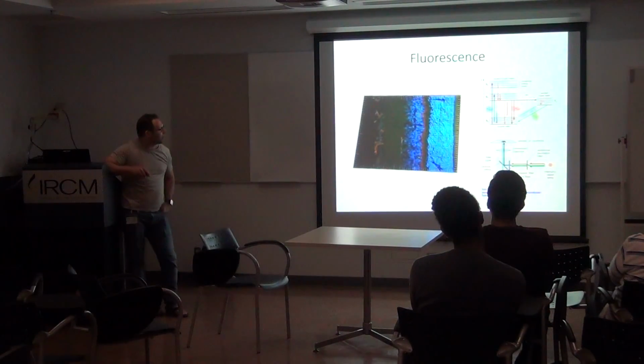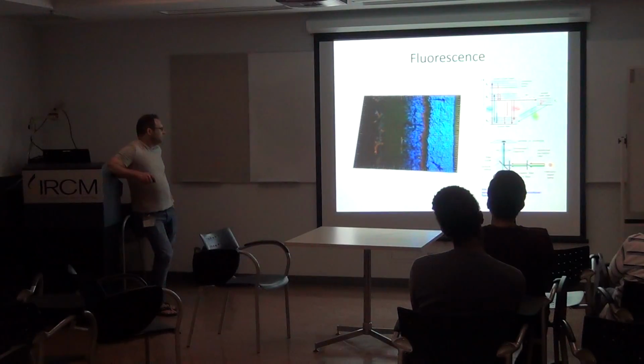Again, fluorescence. This is just a Jablonski diagram showing energy levels about fluorescence, and also images you can produce. This is a retina. Many nuclei here, ganglion cells, I think. I'm not really sure about that.